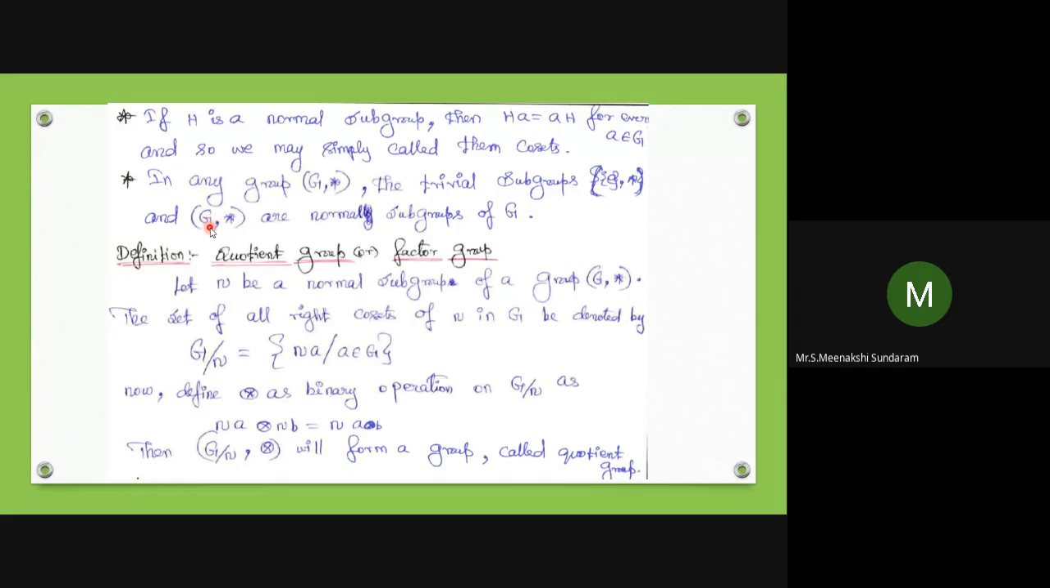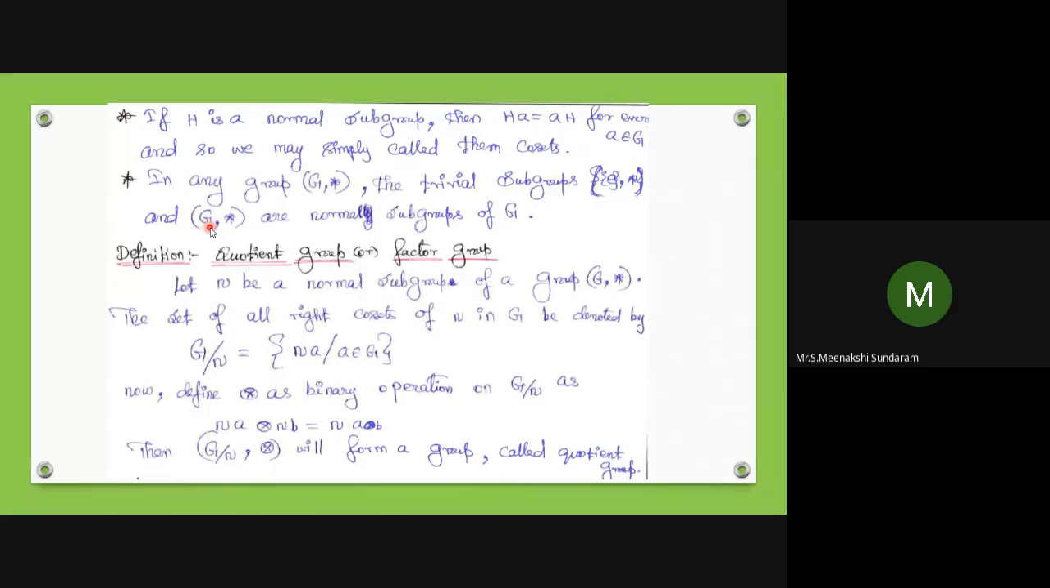Next, what do you mean by the quotient group or factor group? You can call it a quotient group or factor group. Let N be a normal subgroup of a group G, star. Then the set of all right cosets of capital N. Normally here the name is N because N is a normal subgroup, indicating normal. That's why I can choose the subgroup name as N.